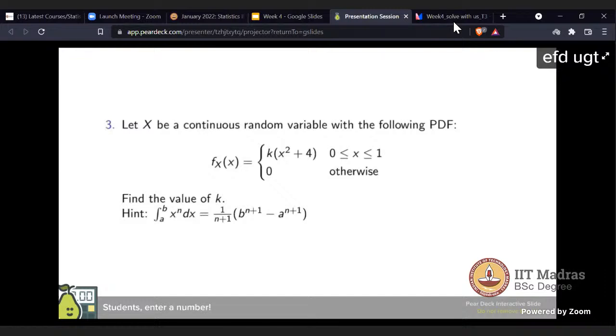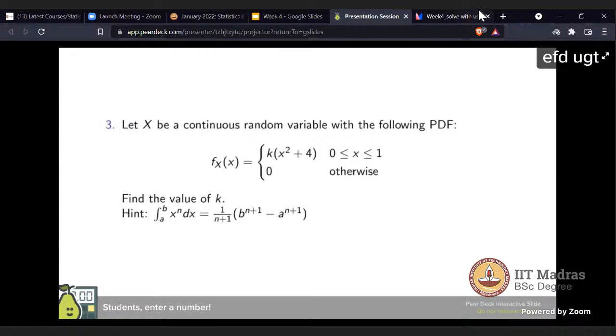So if you look at the definition of a PDF, what does it say? It is a function from real number to real number, and it should satisfy a few properties, right? First, f(x) should be greater than or equal to 0. Second, it should be piecewise continuous, so we'll not go into that part. And third, the integration over the whole range should be equal to 1.